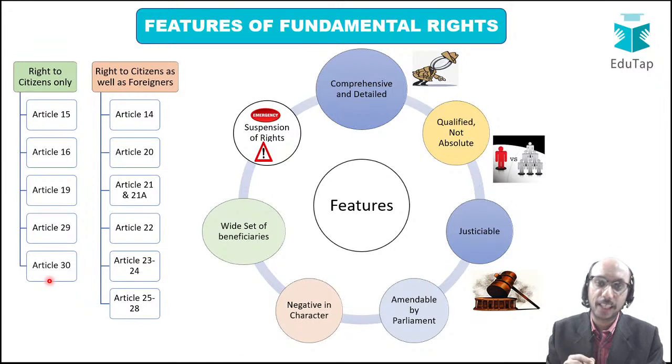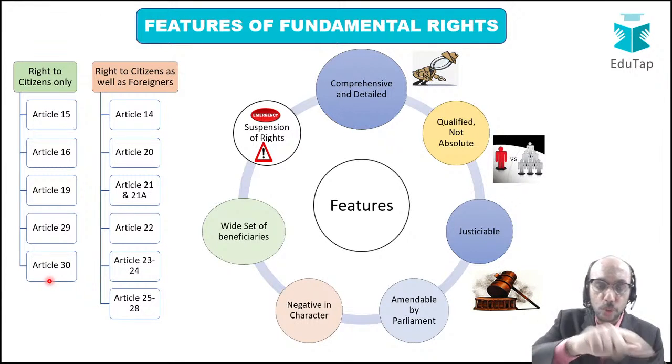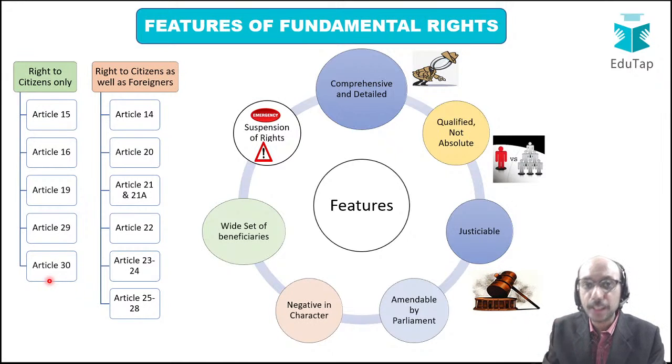They are negative in character, right? Prohibitions have been placed: the state cannot do this, the state cannot do that. So these are basically negative in character, in the sense that they prohibit certain things from being done. The idea is that the British government was a very bad, brutal, inhuman government which used to commit all kinds of atrocities against the citizens of India, or against the then inhabitants of India, right?